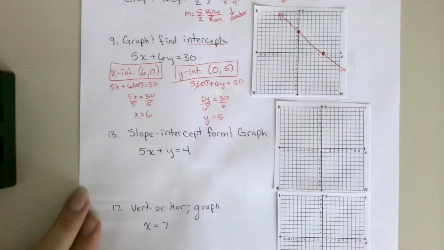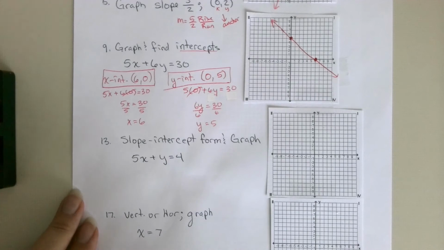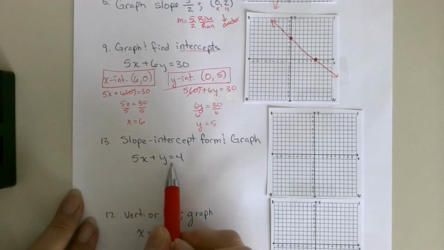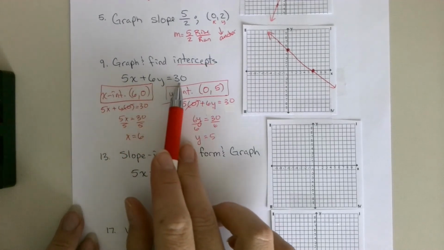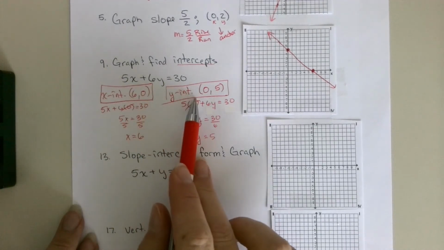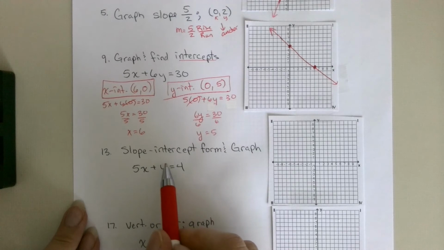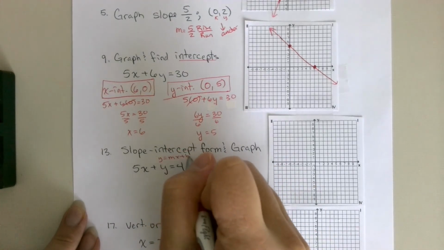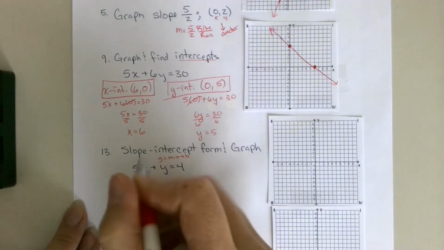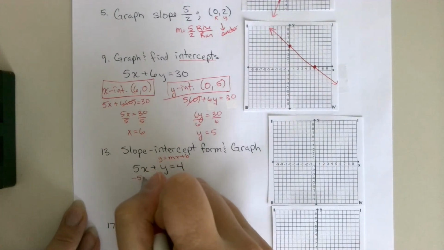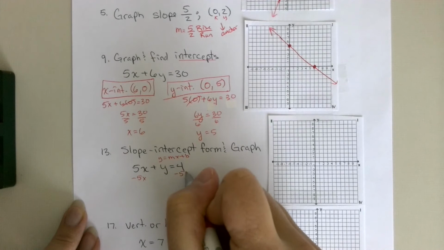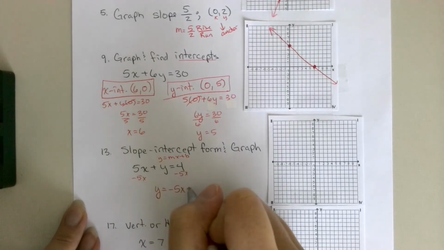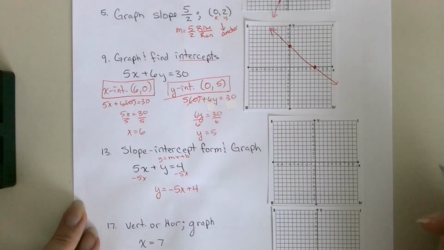Okay, number 13, this is how we normally graph. We have this equation again in standard form, ax plus by equals c, much like this one was in standard form. Here we found the x and y intercepts. Here I want to do y equals mx plus b. So I want to solve for y. That means I'm going to take this whole 5x and subtract it. So I get y equals, I'm going to write it as negative 5x plus 4. You can have 4 minus 5x.